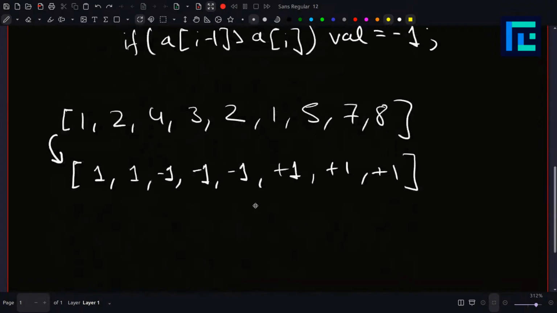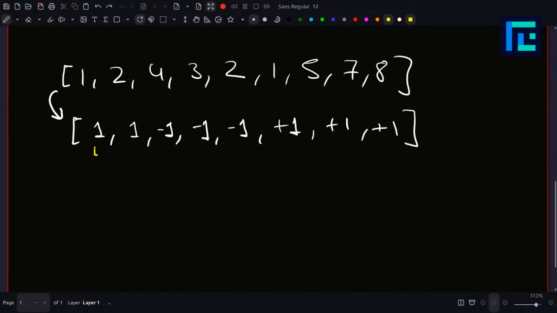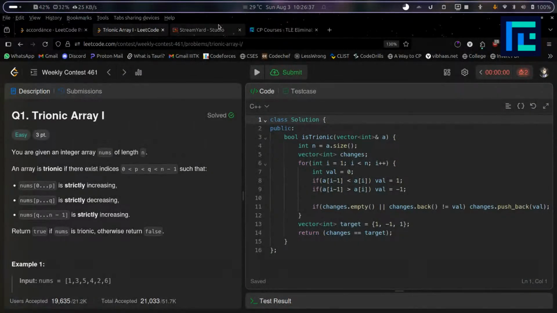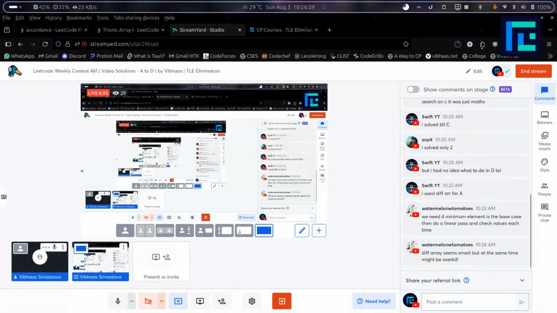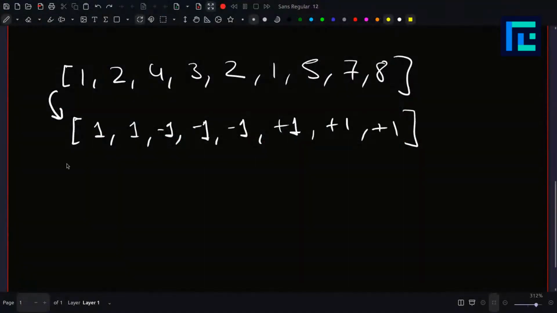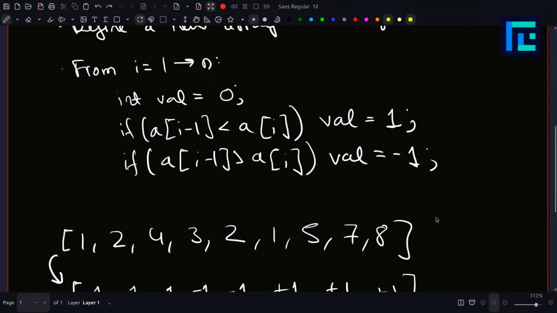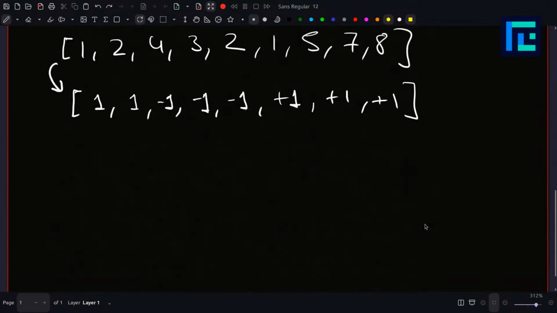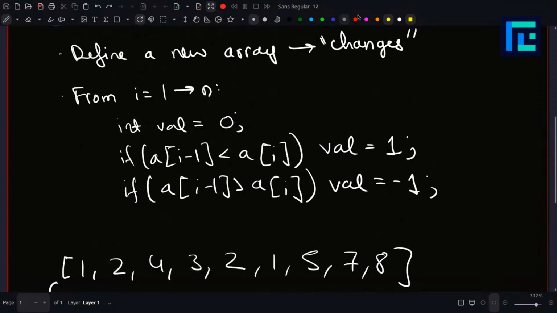Now, what do we intend to do? We want to find out if there is some series of ones, after that some series of -1s, then some series of ones again. Then we can say that it is trionic. Does that make sense? So we need to show that there is some series of ones, some series of -1s, some series of ones again, and then this will be trionic. So what we are going to do is we only push this value of the change if it differs from the previous value.